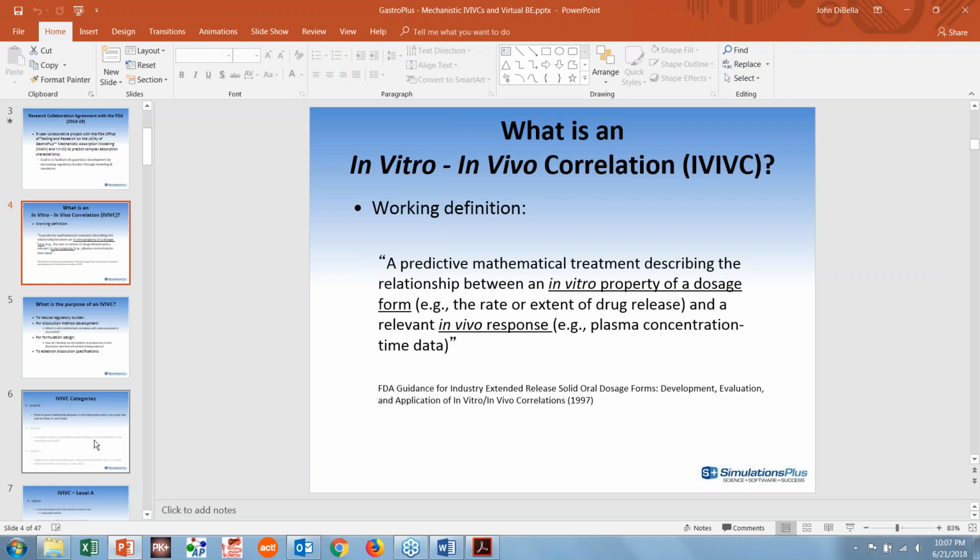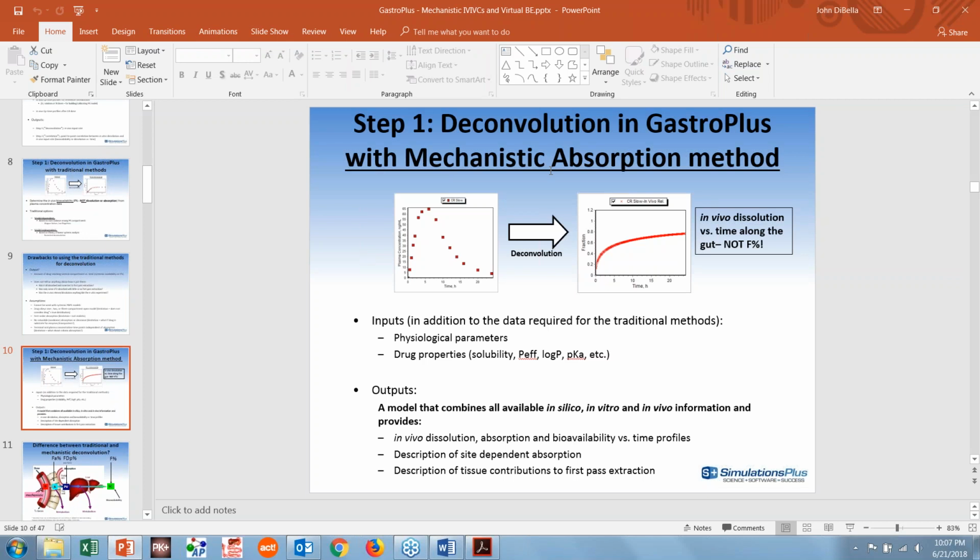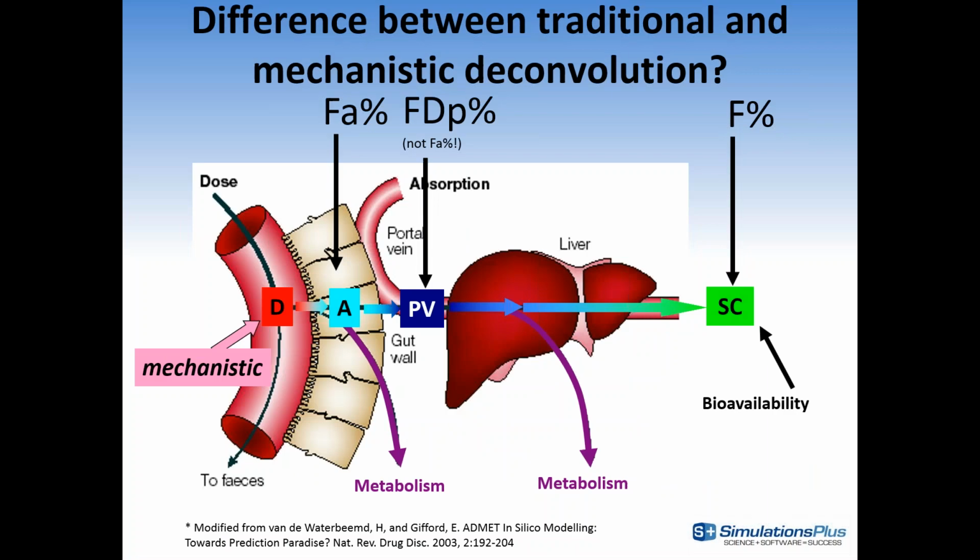GastroPlus also has what we call the mechanistic deconvolution approach. And I can illustrate what the differences are here. Let me go into the slideshow mode. So Michael showed this slide earlier where we have the various compartments set up in the software to model dissolution and absorption, first pass metabolism, and ultimately the bioavailability and distribution into the systemic circulation. With a mechanistic IVIVC, what we're going to be deconvoluting is the actual dissolution versus time along the lumen of the GI tract. And then separately, we would be tracking the absorption of the compound from the bioavailability.